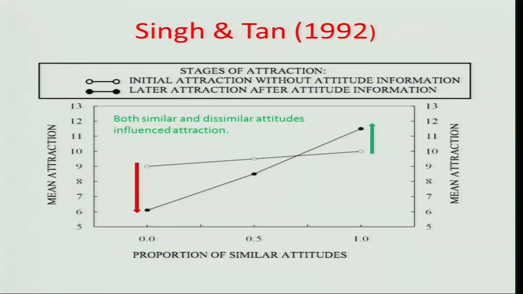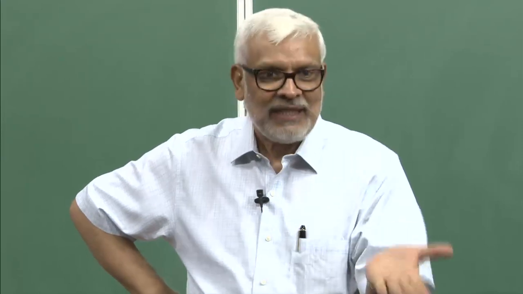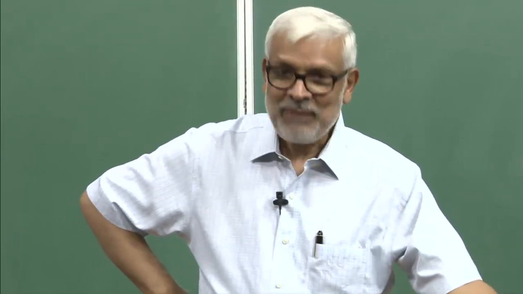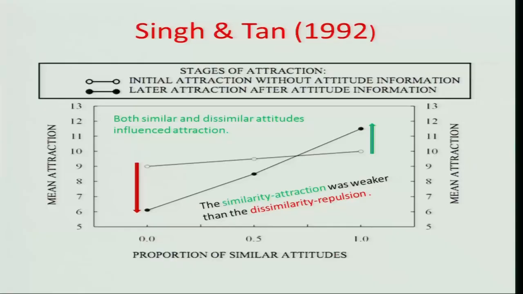But you can calculate something now. This minus this and this minus this, if you do so, what do you notice? That's why I have two vertical lines now. The dissimilarity repulsion effect is stronger than similarity attraction, or the similarity attraction effect is weaker than the dissimilarity repulsion effect. So Byrne is right, Rosenbaum is right, something else we are getting, you see that this is the difference we are making. Now can you make a criticism of this?